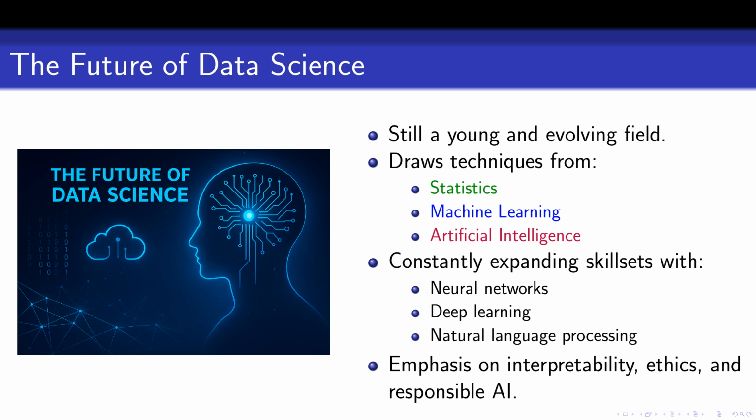But as the field grows in power and influence, there's also a rising emphasis on interpretability and responsible AI. It's not just about getting accurate results anymore. It's about understanding how those results were generated and ensuring that they're used ethically. This forward-looking perspective is essential as data science becomes more deeply embedded in both industry and daily life.